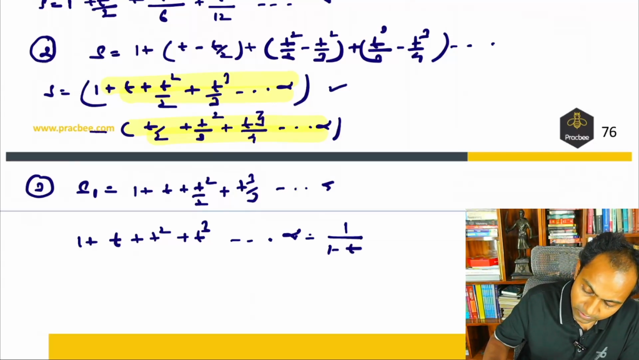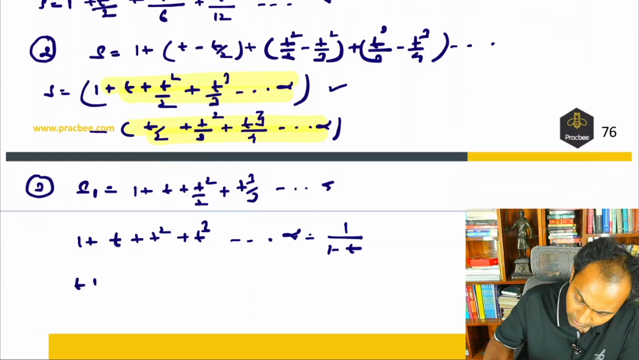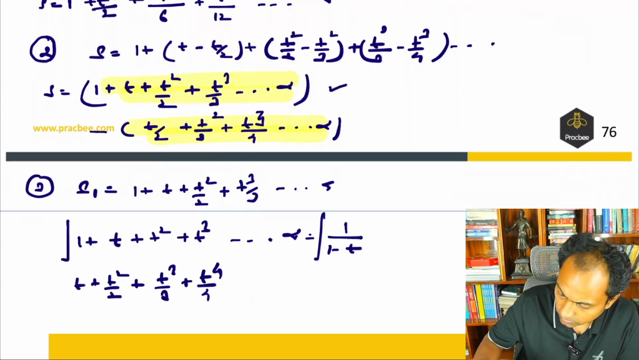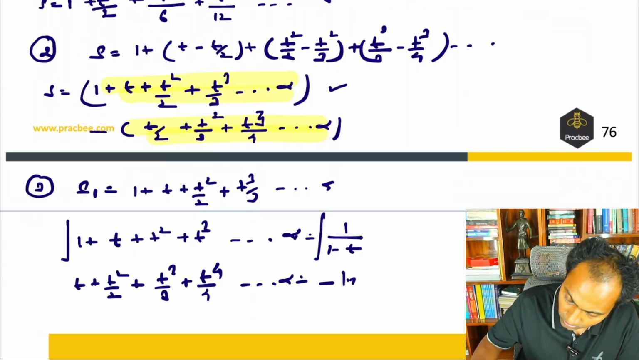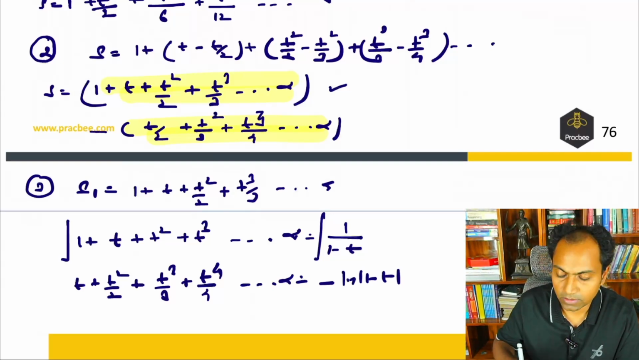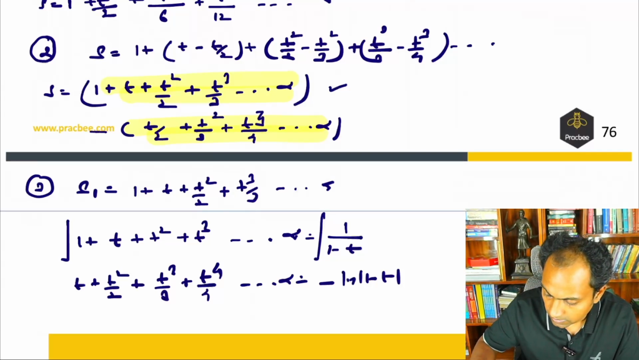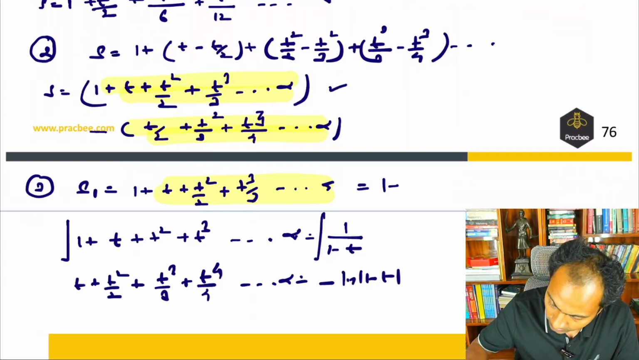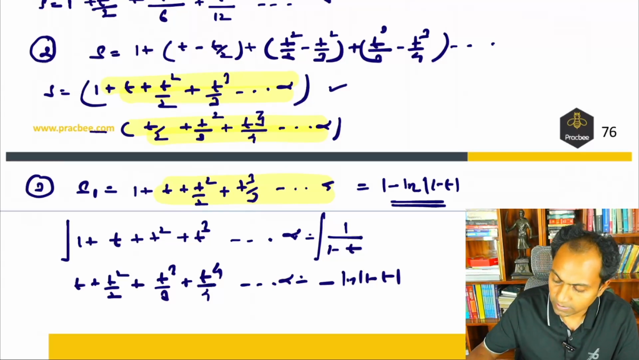And if I integrate both the sides, this will become t, this will become t square by 2, t cube by 3. So I have integrated both the sides. And then t raised to the power 4 by 4. And the right side will become minus of ln of 1 minus t. This is what we are getting. You can see that we have got the sum of this part. This is very important because now this series can be rewritten as nothing but minus ln of 1 minus t. This is what we are getting.